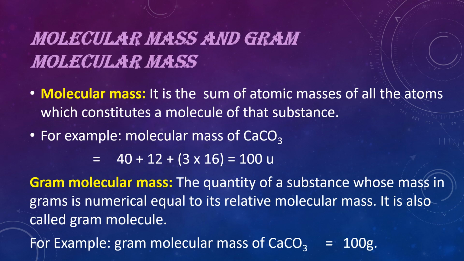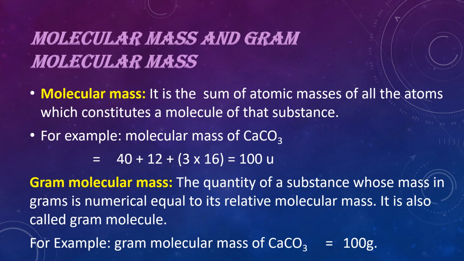Next is molecular mass and gram molecular mass. First, molecular mass. It is the sum of the atomic masses of all the atoms which constitute a molecule of that substance. For example, the molecular mass of CaCO3. The mass of calcium is 40, the mass of carbon is 12, the mass of oxygen is 16 and there are 3 atoms of oxygen, so 16 into 3. Their sum is 100 U. So the molecular mass of CaCO3 is 100 U. It means that it is the mass of one molecule of calcium carbonate.